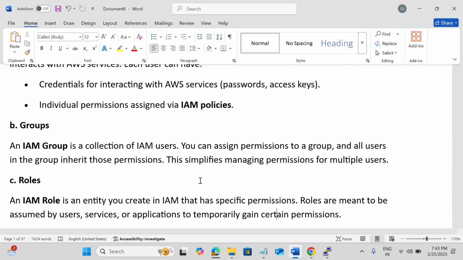Now I have a doubt here. Can one user reside in two groups?